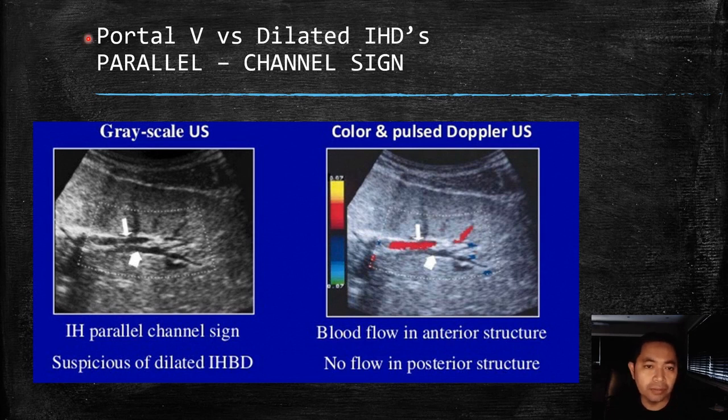The presence of the parallel channel sign is suspicious for dilated intrahepatic ducts. If doubt exists, Doppler mode imaging may again be of help, as flow will not be demonstrated in the bile ducts. This ends the section on sonographic anatomy.